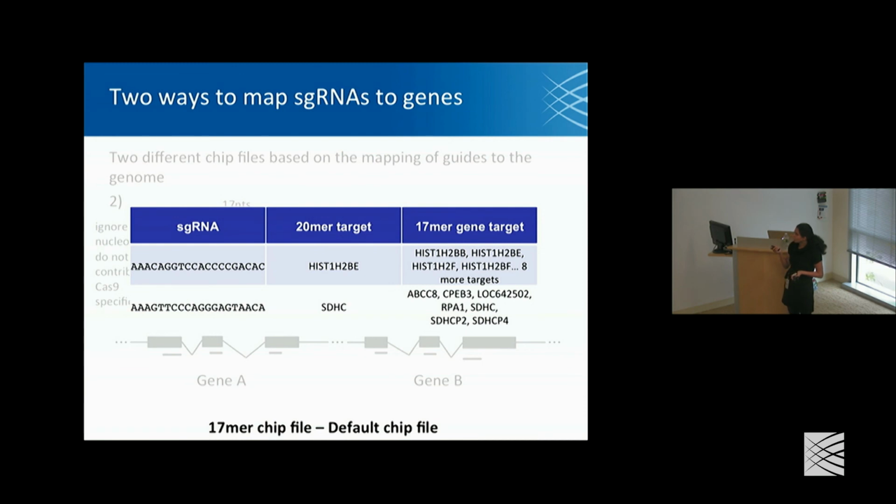But when you look at the 17-mer chip file, you will find 12 more targets for this particular guide RNA. And as you can see, all these genes start with hist1h2, which suggests that they belong to the same gene family and they have very homologous sequences. And similarly for this second guide RNA here.